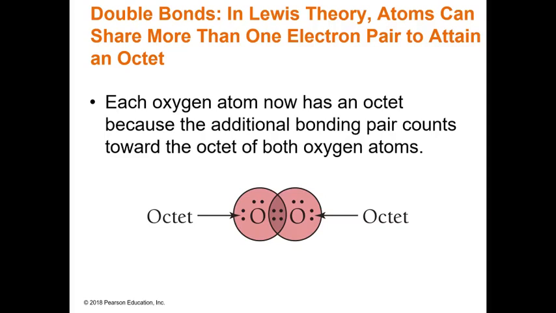By converting lone pairs into shared bonding pairs, we ensure each atom has an octet. In the case of O2, a double bond provides each oxygen atom with 8 electrons in its valence.